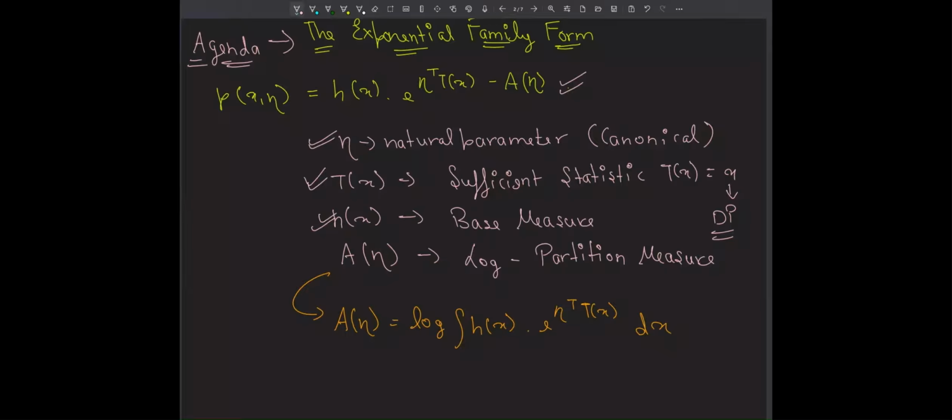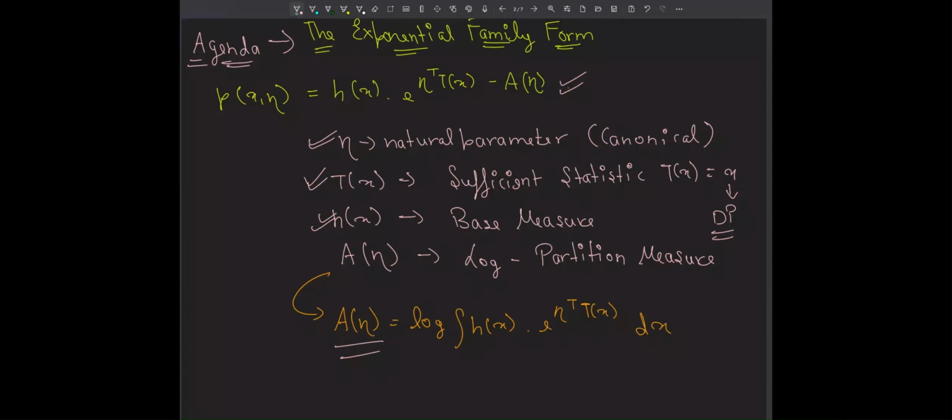And finally, A(eta), which is the log partition function. It's nothing but the normalizing constant written in log space that keeps everything summing up to 1. This one is going to do something magical later. Till then, let's understand how we can write A(eta). It is log of the integral of h(x) times exponential raised to the power eta transpose T(x) dx. You don't always have to compute it by hand, but knowing what it is will unlock a lot.